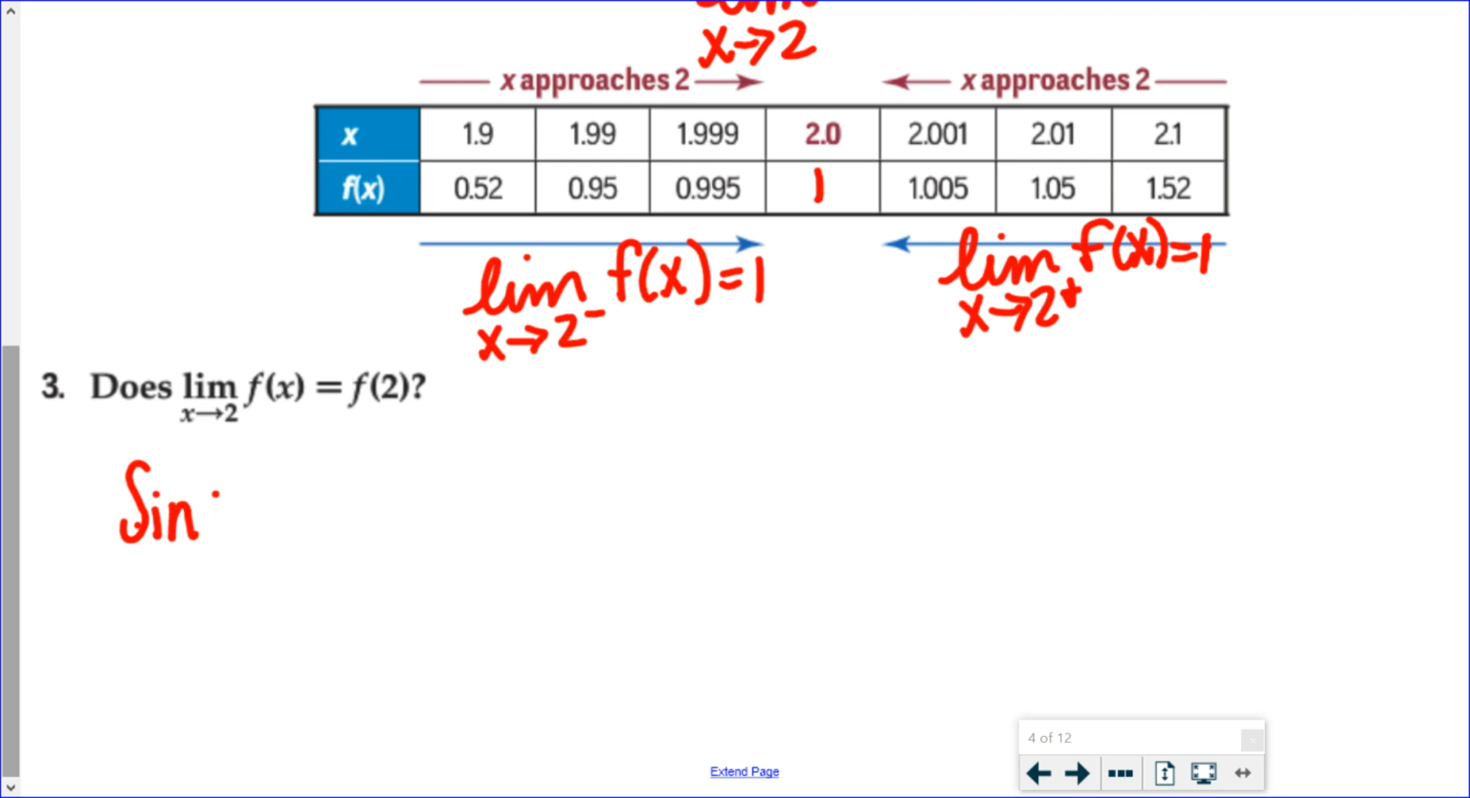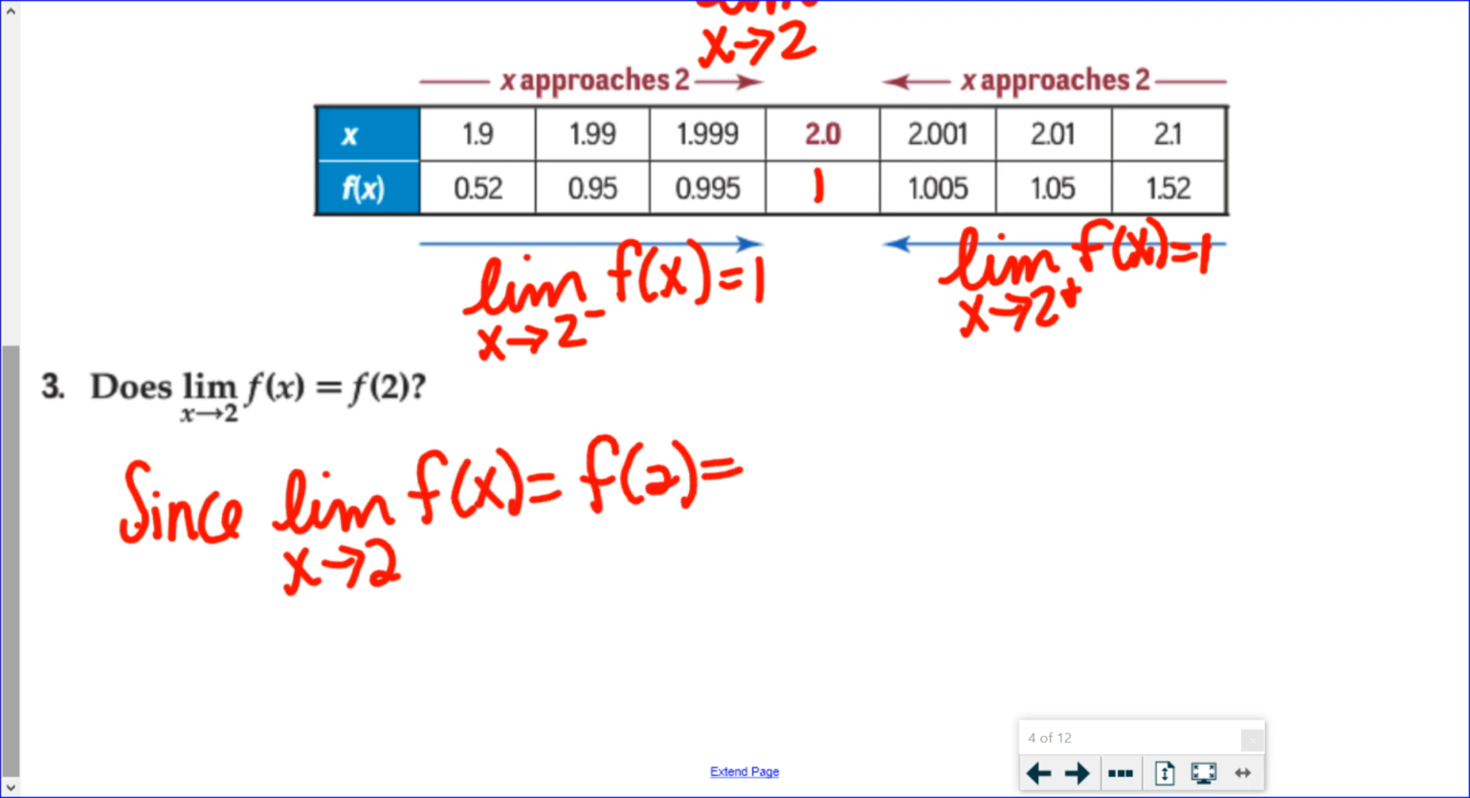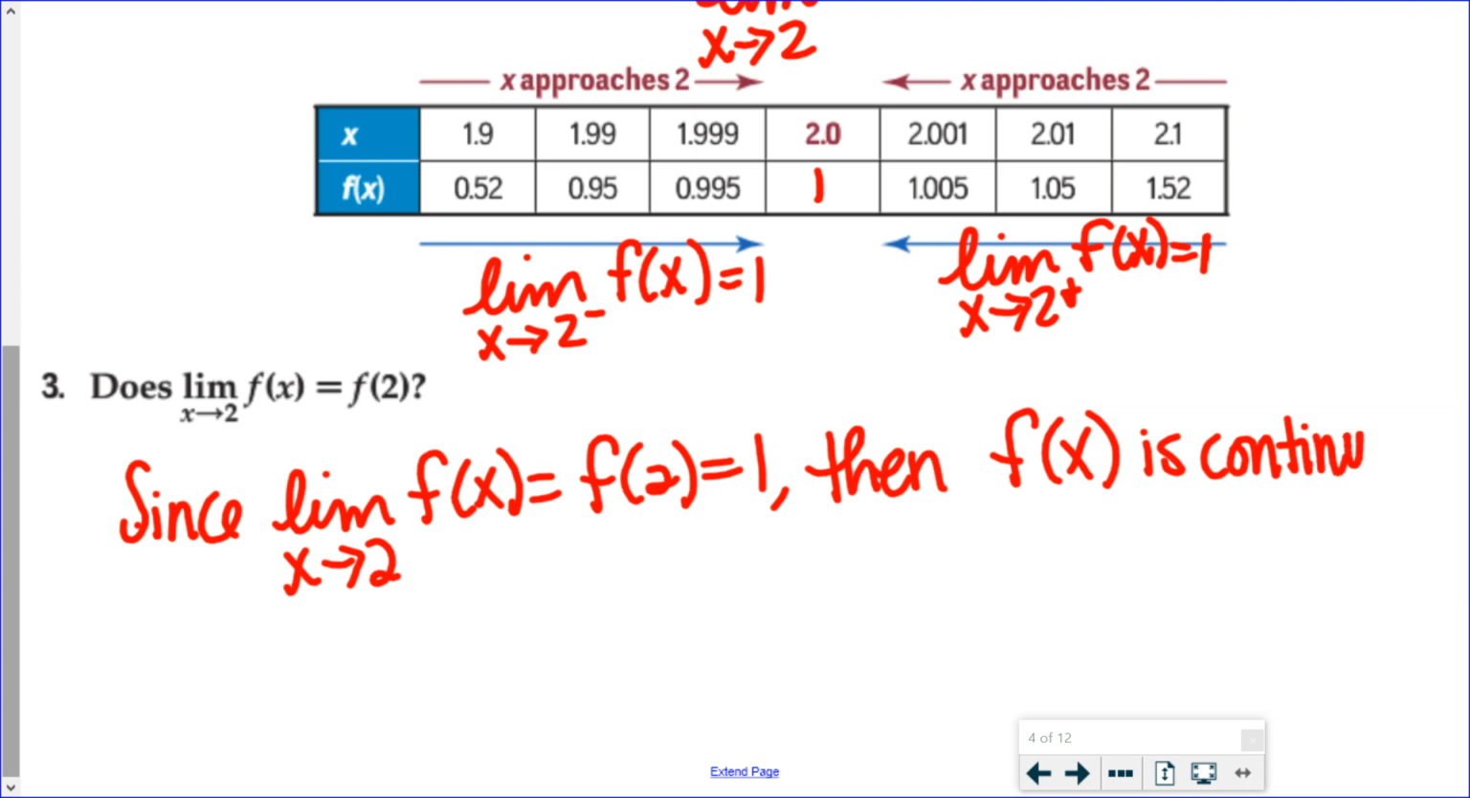Since the limit as x approaches 2 of f of x is equal to f of 2, and those guys are both equal to 1, then f of x is continuous at x equals 2. So the three things for continuity: the function has to exist at your x value.